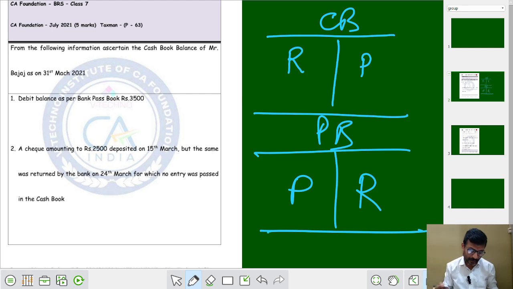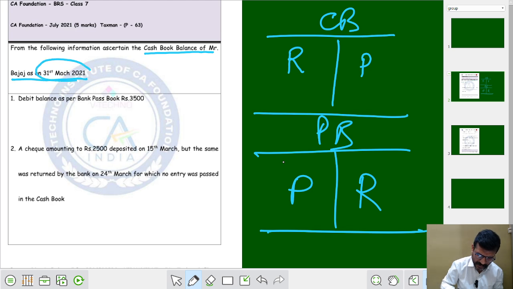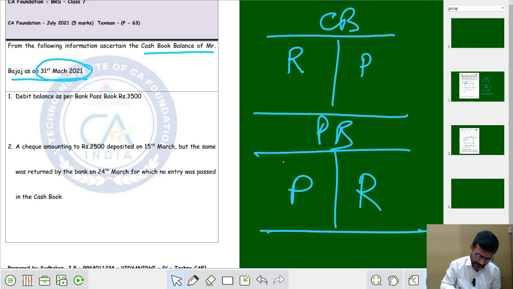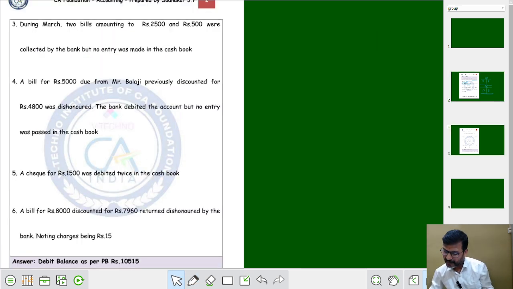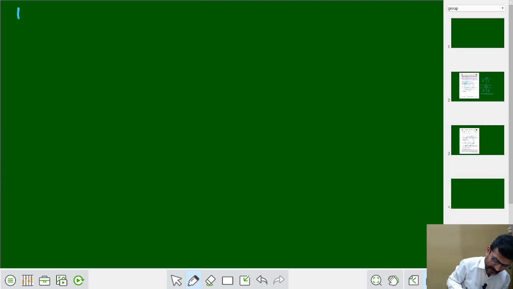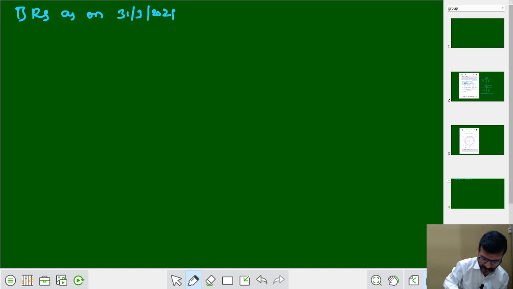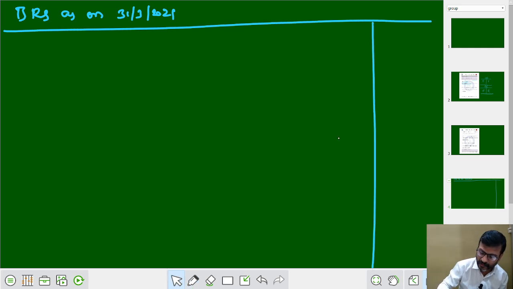See, let me move on to the problem. From the following information, ascertain the cash book balance of Mr. Bajaj on 31st March 2021. The first line: debit balance as per the bank passbook. What balance? Debit balance. Which book? Bank passbook. So it is to be taken on the same side. Let us write the bank reconciliation statement as on 31st March 2021. So let us have the format.